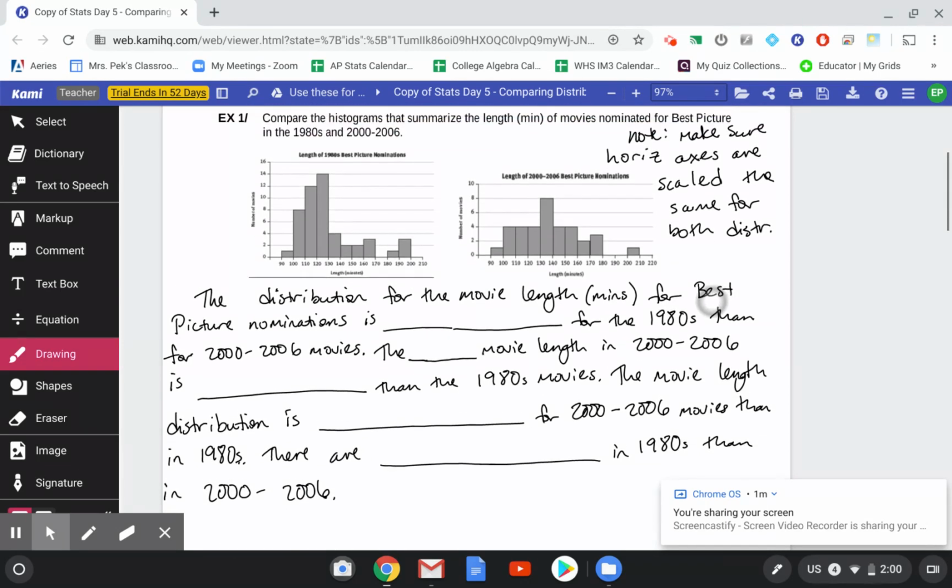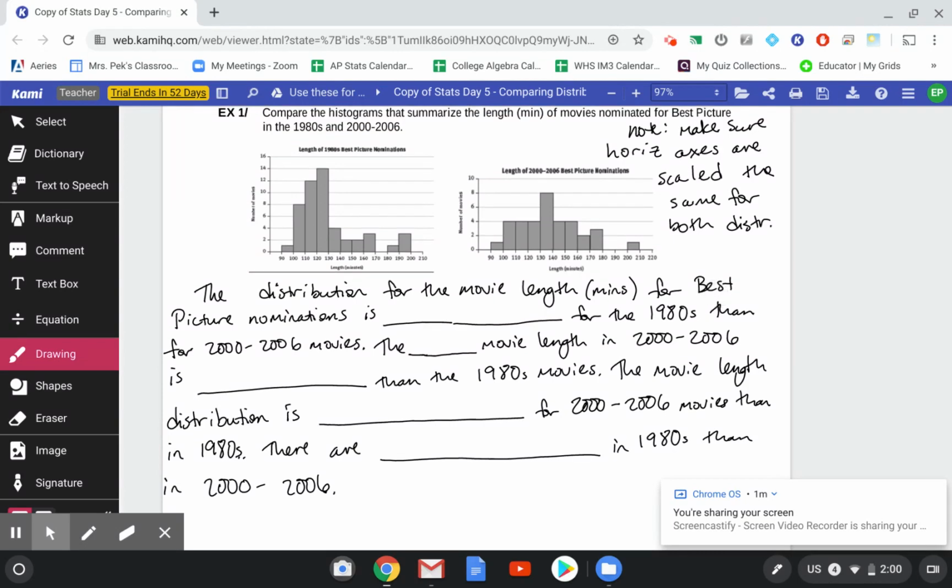All right, so we're going to start with shape. The distribution for the movie length in minutes for Best Picture nominations, if we look at the 1980s versus 2000 to 2006, the 1980s is going to be more skewed right than the 2000 to 2006 movies.